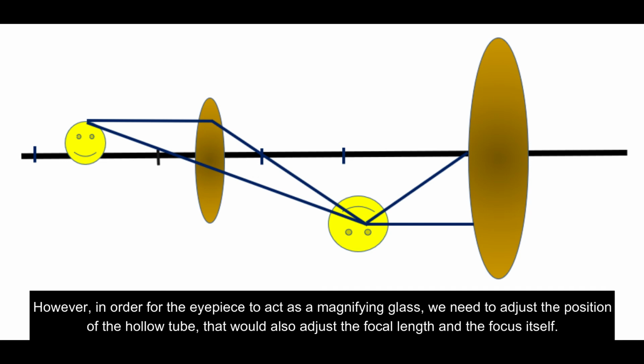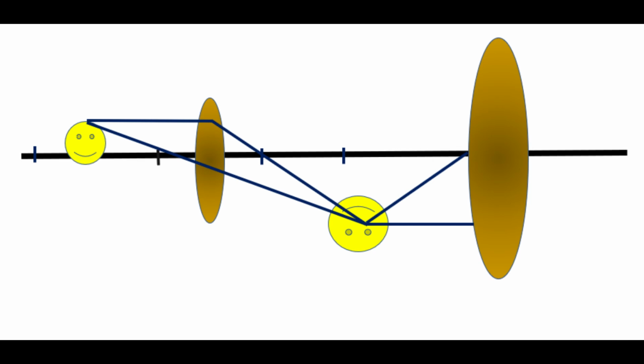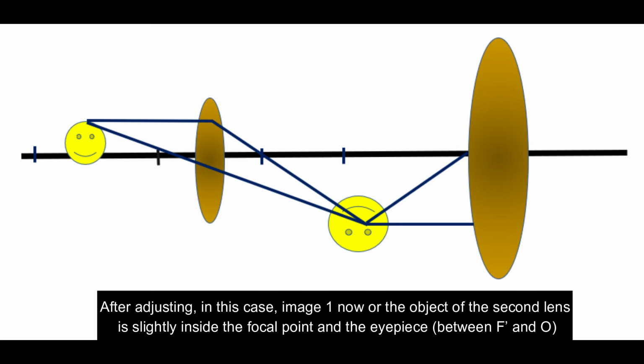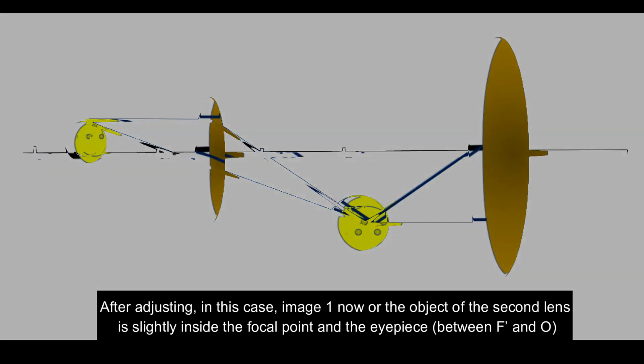However, in order for the eyepiece to act as a magnifying glass, we need to adjust the position of the hollow tube. That will also adjust the focal length and the focus itself. After adjusting, in this case, Image 1, now the object of the second lens, is slightly inside the focal point of the eyepiece, between F' and the midpoint.